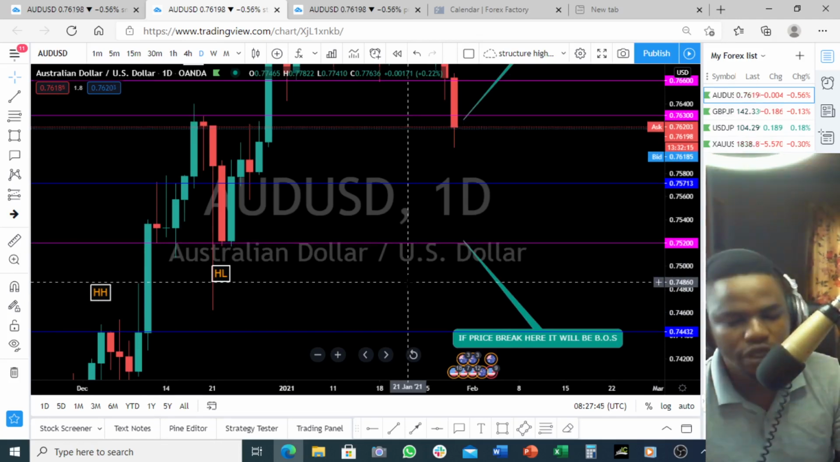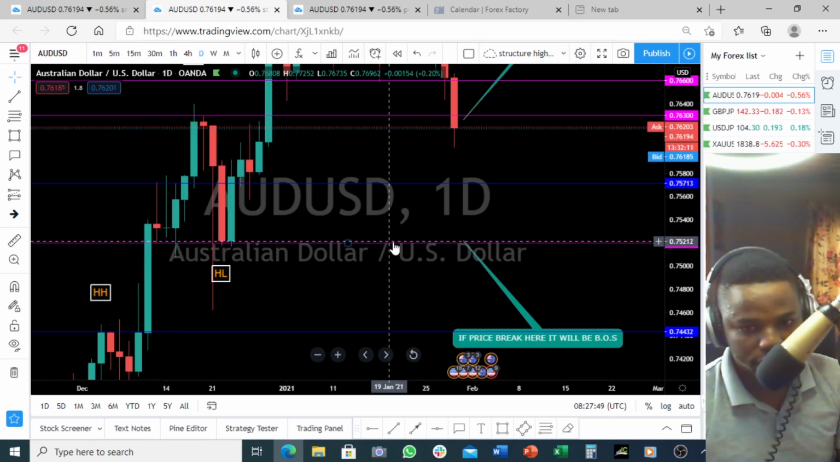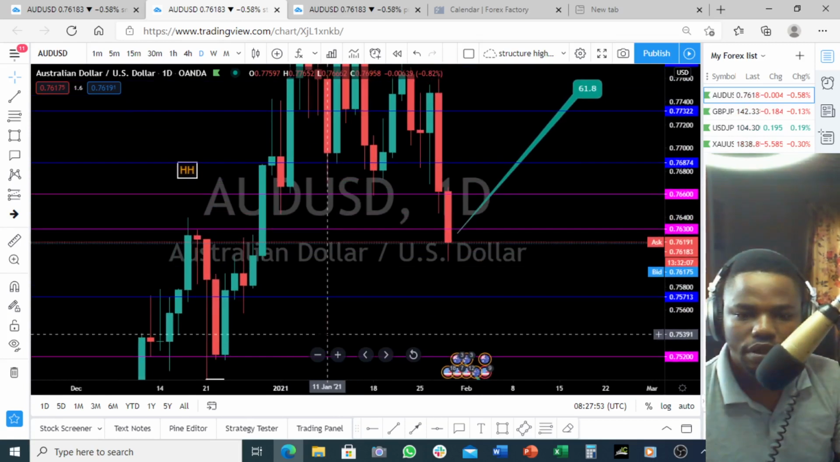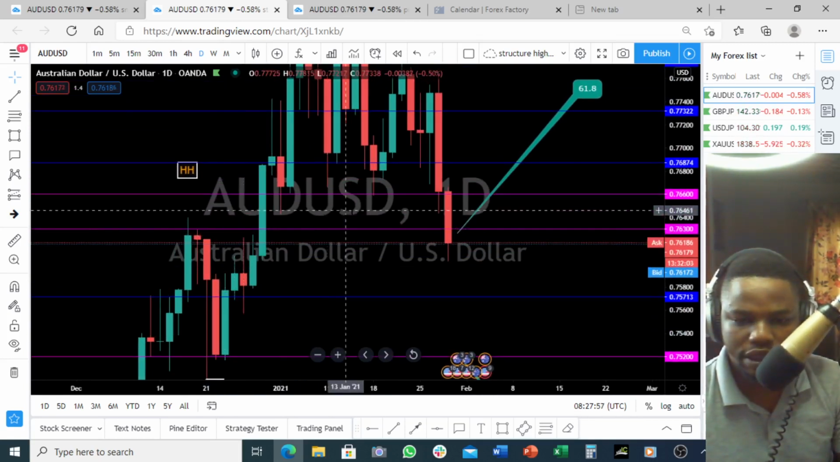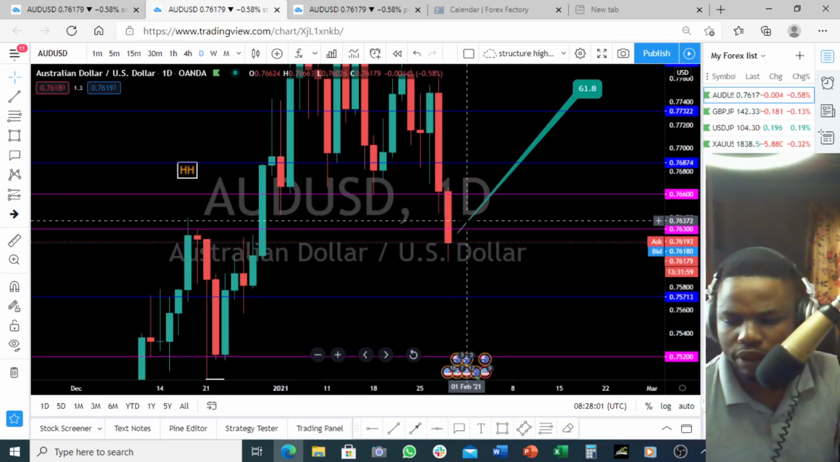According to my definition, why is this a psychological level? It's a rounded number. I just said that. I never said the bank is doing anything here. Because you will go out there and find people telling you that the banks are taking trades here. Whatever it is that they're doing, it's okay.